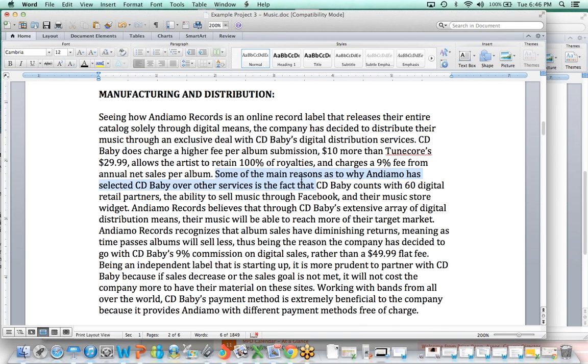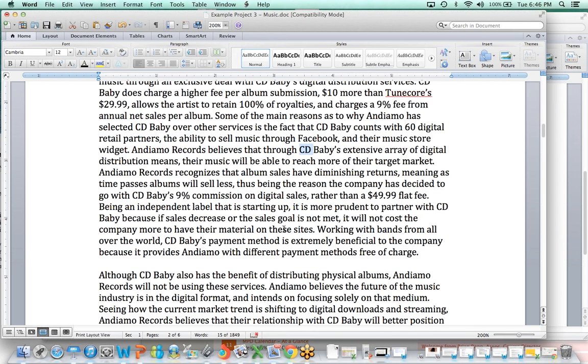And here, though, this is a key sentence. So the student is explaining why he chose CD Baby. He chose it because CD Baby counts with 60 digital retail partners, the ability to sell music through Facebook, their music store widgets, and so on. And by the way, these things change constantly. So the information that you're seeing here, like this 49.99 flat fee, might be different now. So part of Project 3 though is doing your research on that, right?